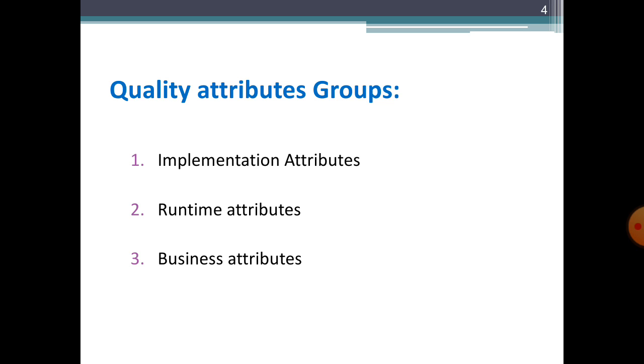All of these kinds of quality attributes are considered runtime attributes, because these runtime attributes are only observable at runtime. And the last one is business attributes. So business attributes are most oriented toward the business strategies like time to market, cost, lifetime. These will be discussed at a later stage.